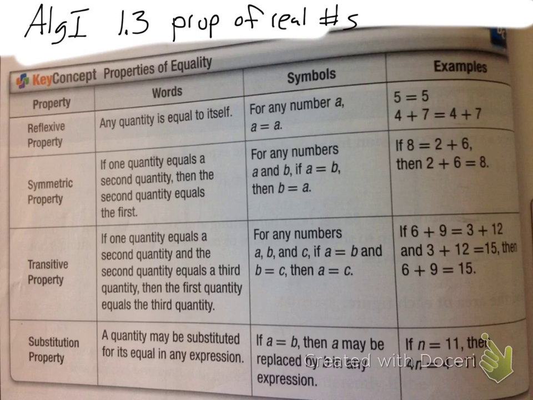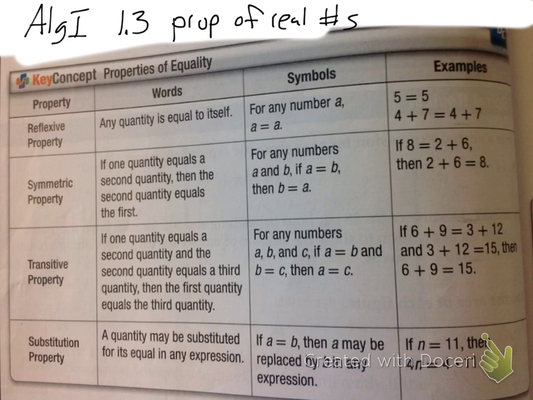Transitive property. The transitive property is if one quantity equals a second quantity and the second quantity equals a third quantity, then the first and the third are also equal. If A equals B and B equals C, that means A is equal to C. Okay? A big long chain can happen there.